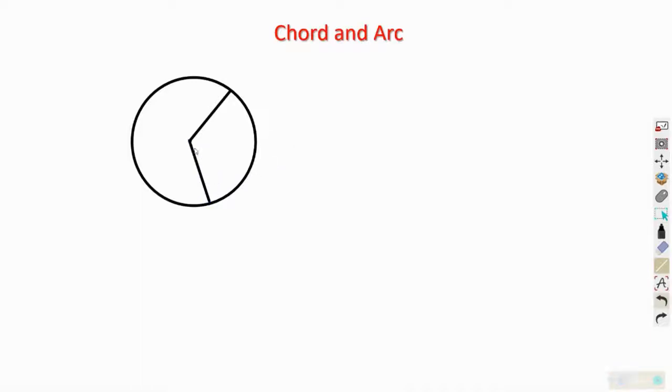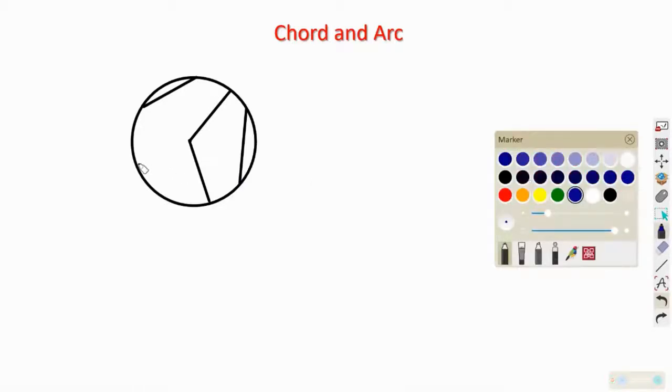Another thing you studied is about the chord. Chord is different from radius because chord will be touching any 2 points on the circle. This is a chord. This is a chord. Radius is not a chord. But if there is a chord passing through the center of the circle, let me draw it.